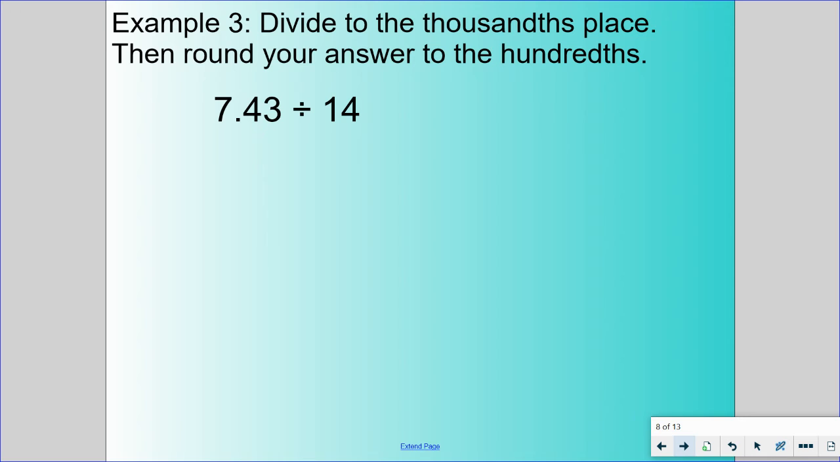Oh, here's example 3, except I believe that should have been 7 and 42 hundredths. Divide to the thousandths place, round to the hundredths if needed.